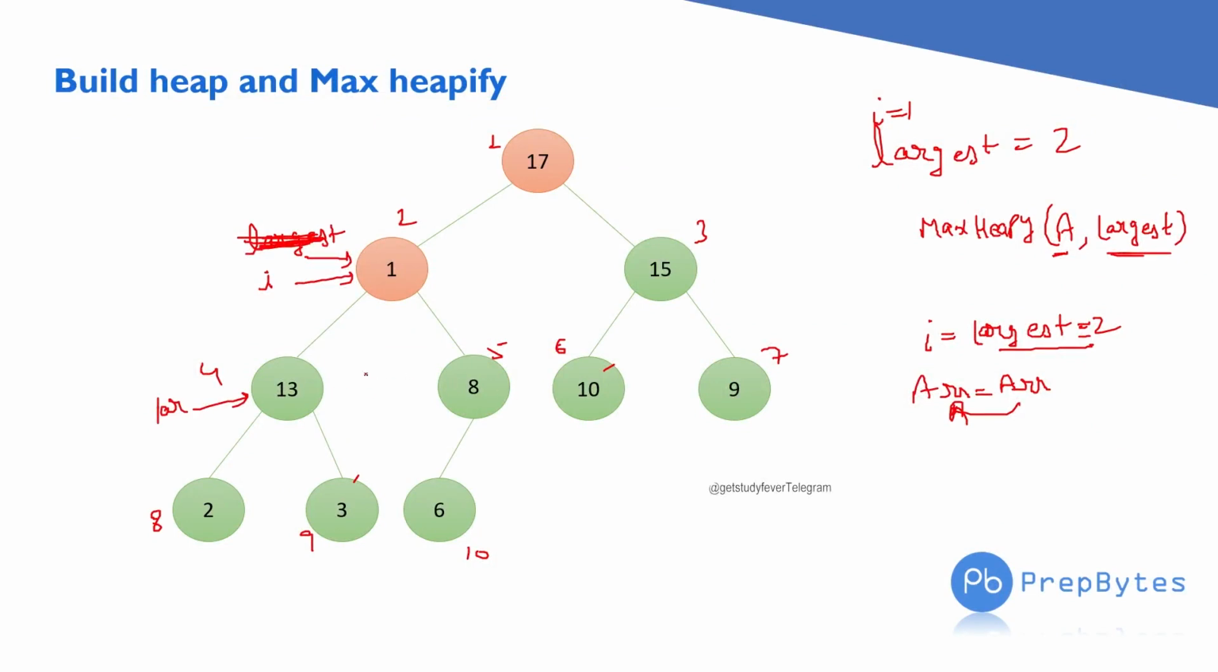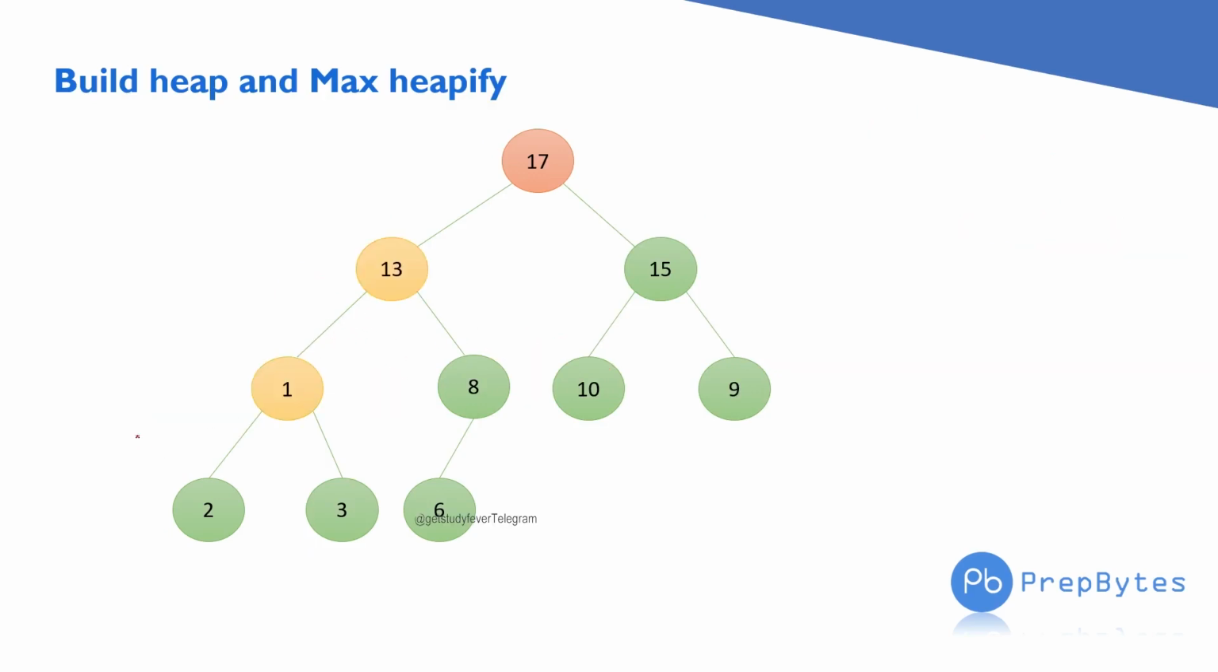13 is greater than 8, so it will remain here and they will swap each other. After swapping, this will happen. So 1 and 13 are swapped. Correct? Largest is still pointing here.